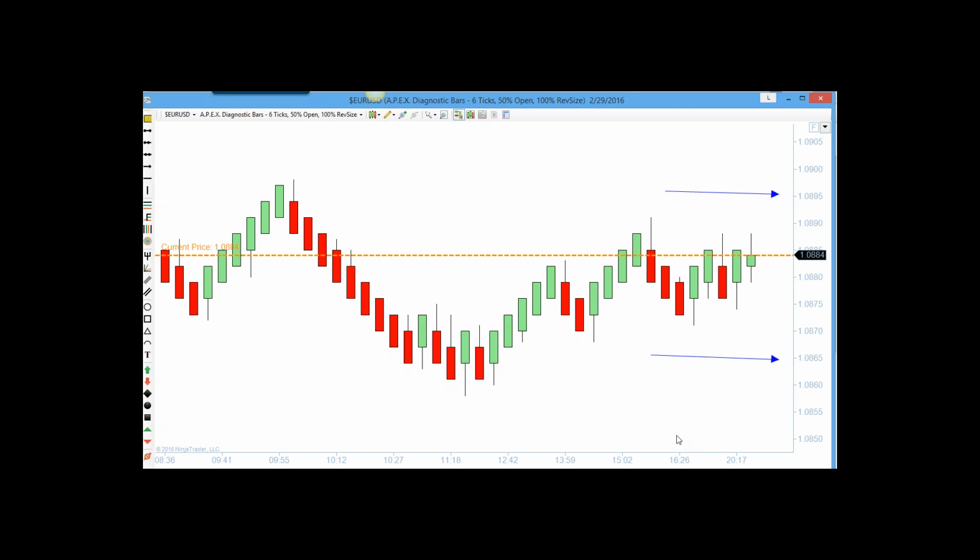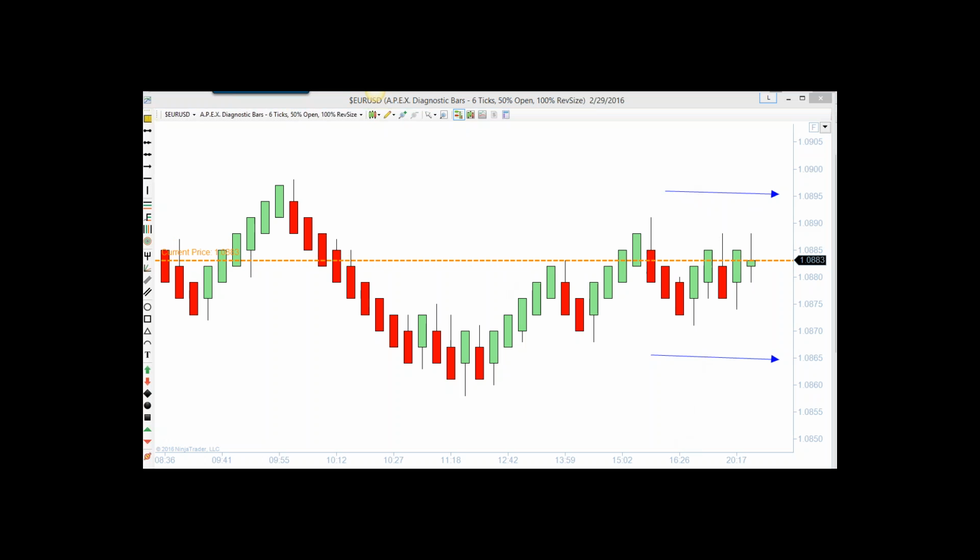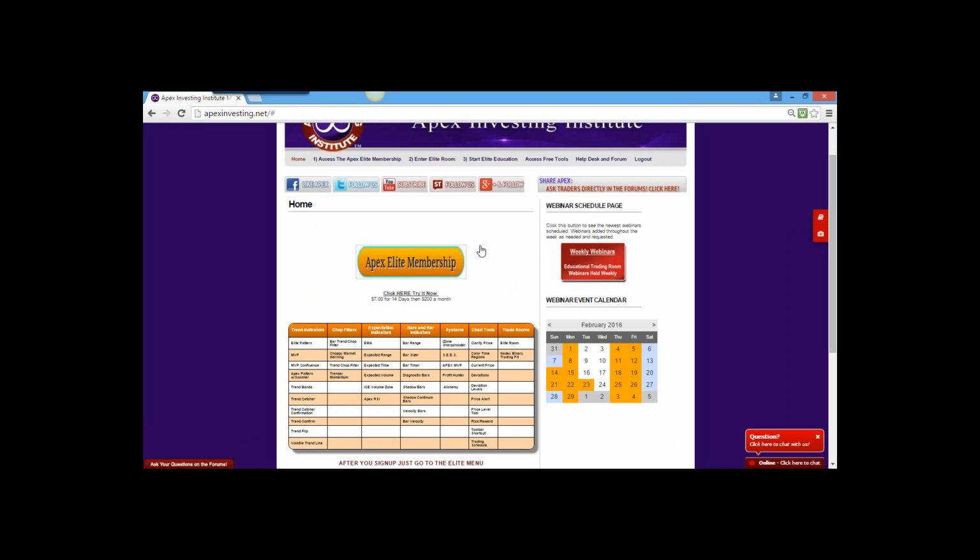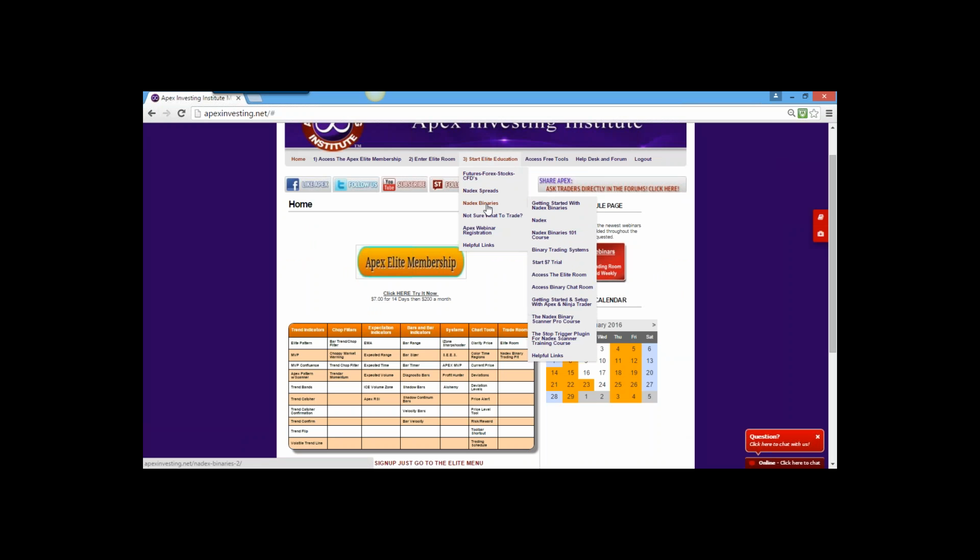Once again, for those of you asking, what I just said is under Nadex binaries, right here, butterfly. And I show you in there, you don't just randomly do those. You've got to know when the market's range bound.